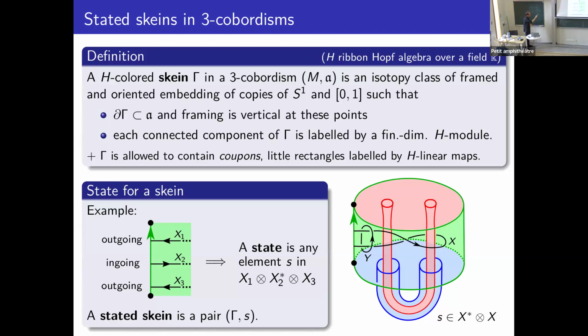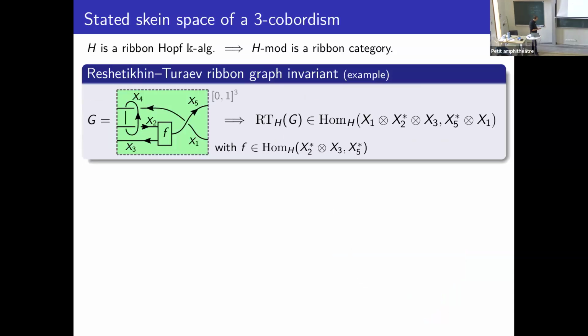So this definition, in the case H is UQ of SL2, reduces to the ordinary stated skein space introduced by Lê for surfaces and by Costantino and Lê for three manifolds. Okay, so this is just a generalization of this. Okay, so now we have to put relations among this. So to put relations, we will use the Reshetikhin-Turaev functor.